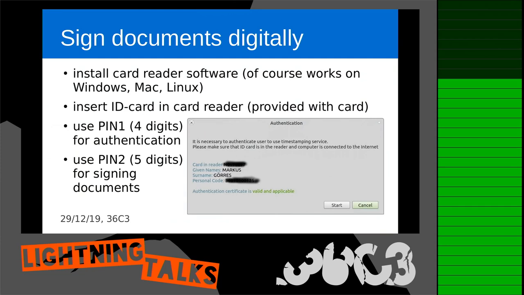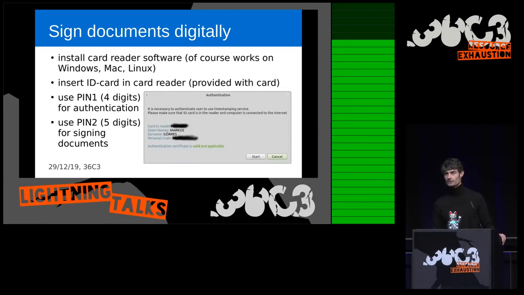You plug the card reader into your computer and insert your card, so then you are able to authenticate yourself with PIN 1, a 4-digit PIN, and if you sign documents, you use PIN 2, which is 5 digits. And with these, or with this authentication, you can sign documents for getting a domain in Estonia, or to establish your company when you want to.